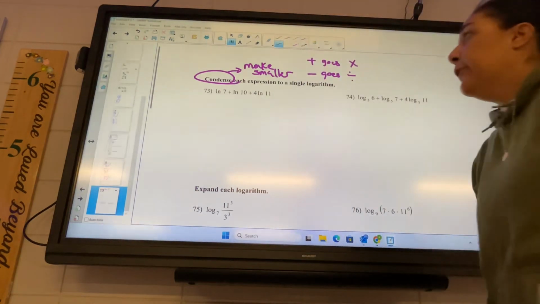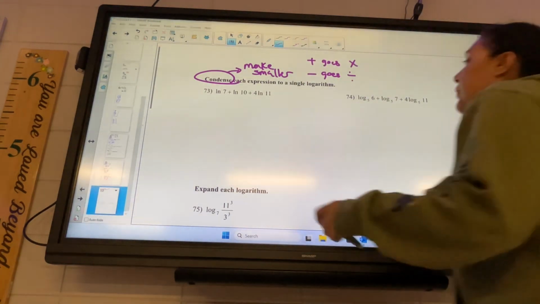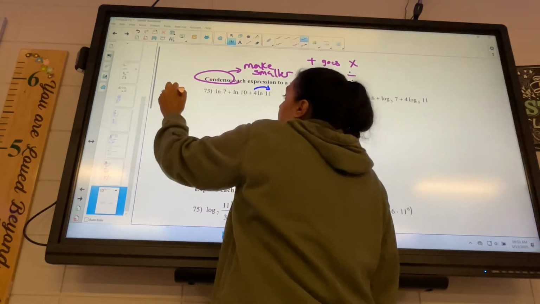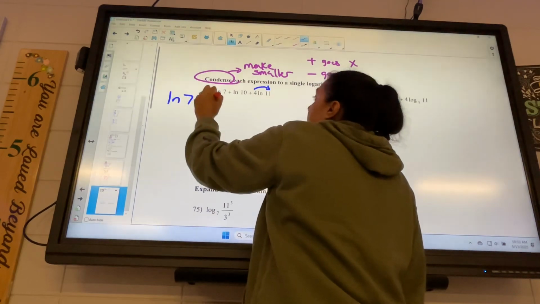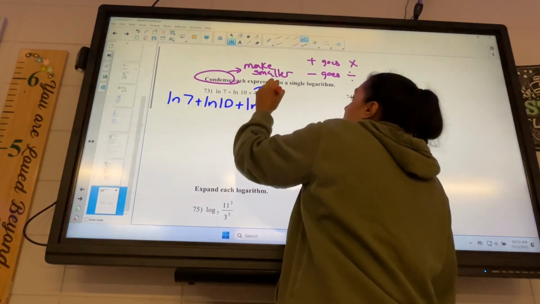Okay, so what needs done first? The 4 in the front. If any numbers are up front, they have to go to the back. So this is going to look like natural log 7 plus natural log 10 plus natural log of 11 to the 4th.